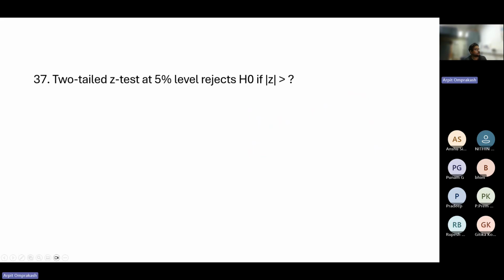The next question is, a two-tailed z-test at 5% level rejects the H naught if the value of z is greater than dash. So basically, what is the Z critical value for a two-tailed Z test at 5% significance level? So alpha is 0.05. 95% confidence. Yes, the answer here is 1.96.